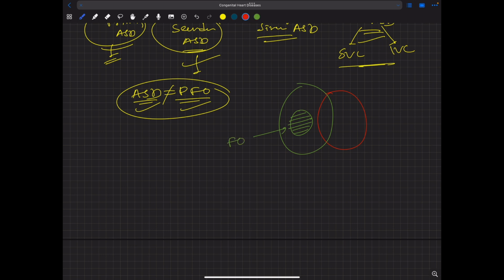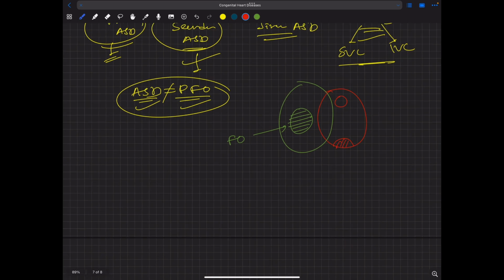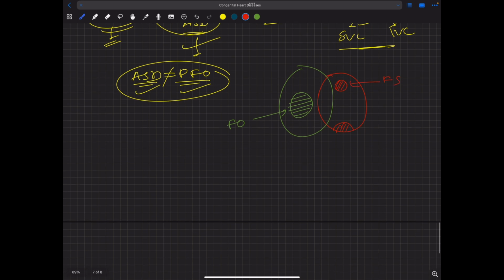In case of septum primum we have two defects, one in the lower part and one in the upper part. So this is called foramen secundum, this is called foramen primum, this red one is called septum primum, and this green one is called septum secundum. When these two fuse, what will happen? The structure will be like this.